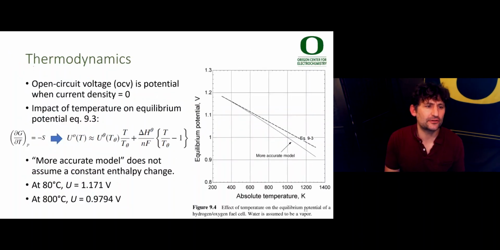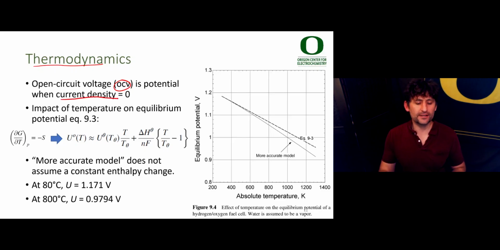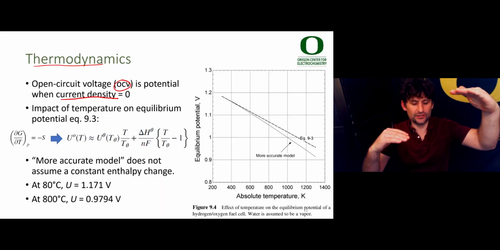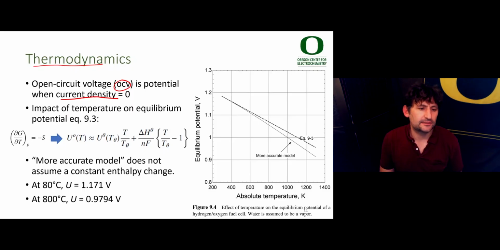Let's go back and consider now the thermodynamics of the cell. The open circuit potential or open circuit voltage, OCV or sometimes OCP, is when the current density is zero. What is the voltage difference, the difference in free energy of the electrons at the anode versus the cathode? Temperature affects this equilibrium open circuit potential, and we know that delta G equals H minus T delta S. So if I take the derivative of the free energy with respect to temperature, I see that it's equal to negative S. So the entropy of the reaction governs the temperature dependence of the cell voltage.